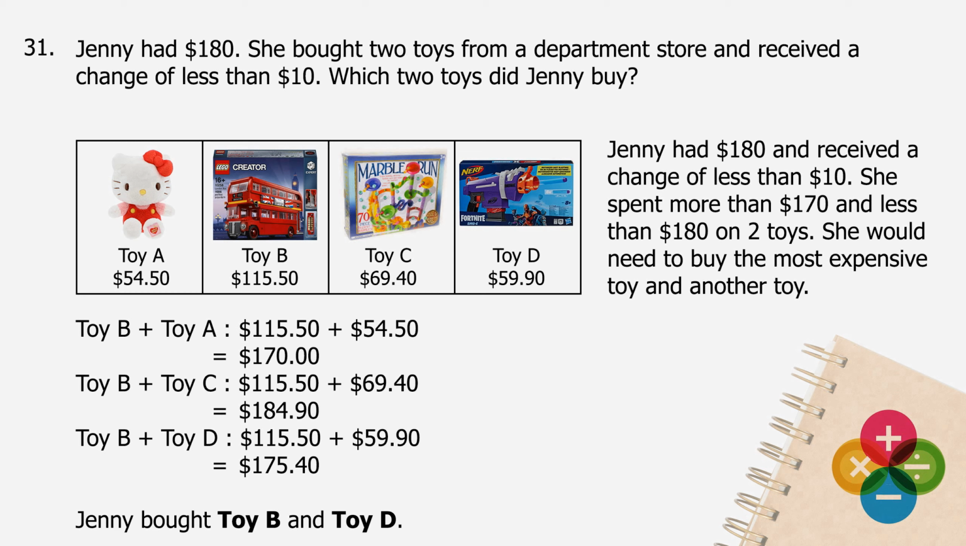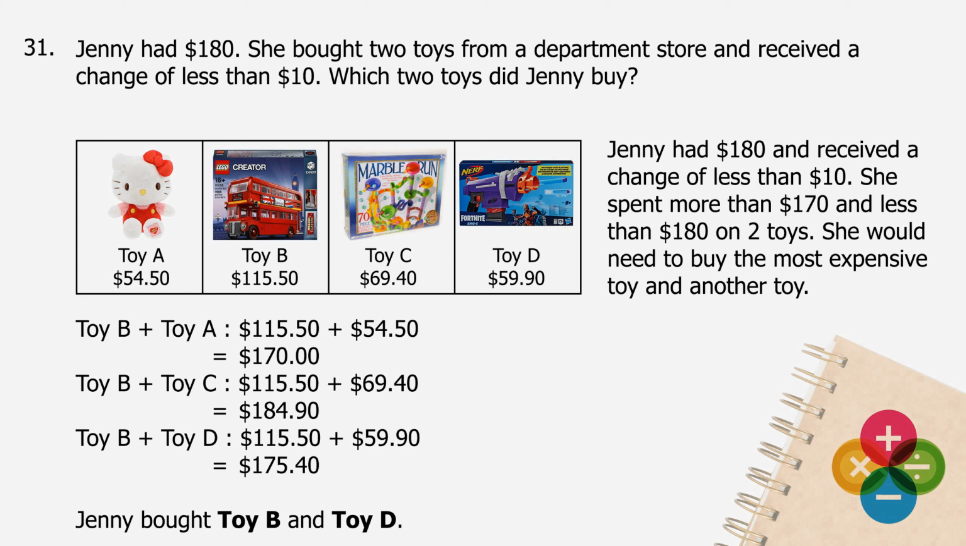Cost of toy B and toy A will be: add $115.50 to $54.50, and the sum is $170. Cost of toy B and toy C will be: add $115.50 to $69.40, and the sum is $184.90.